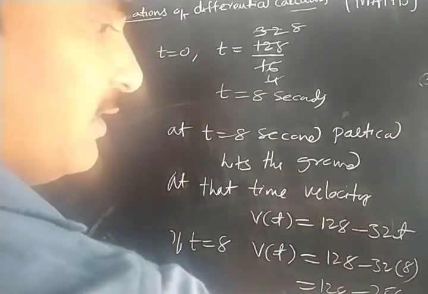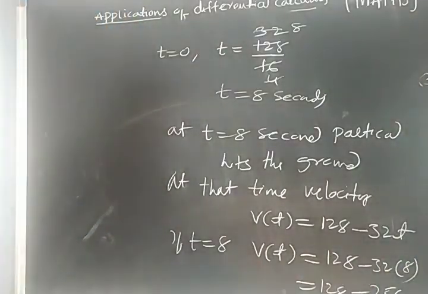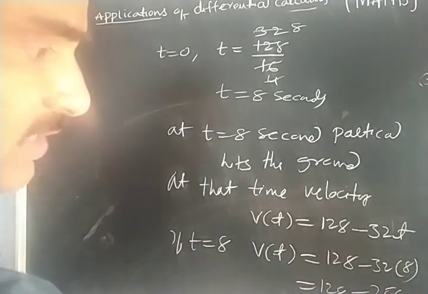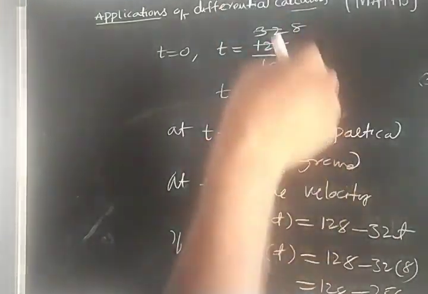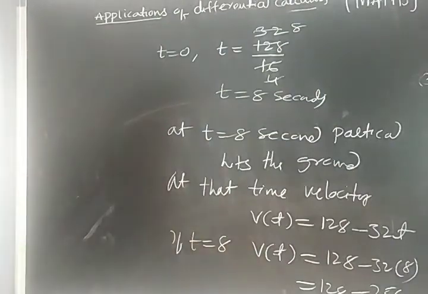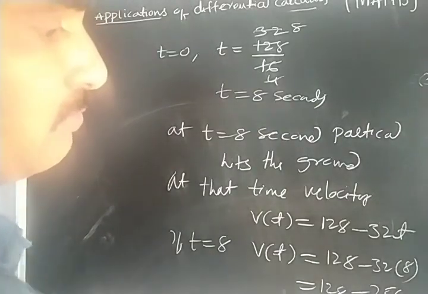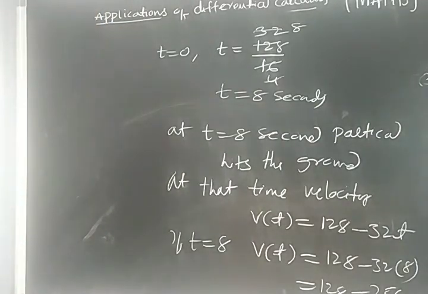Here the minus indicates that the velocity is decreasing, right? When the particle is reaching the ground, the velocity is reduced. So this minus indicates that the velocity is reduced. When it hits the ground, the velocity will be minus 128 feet per second. Okay.